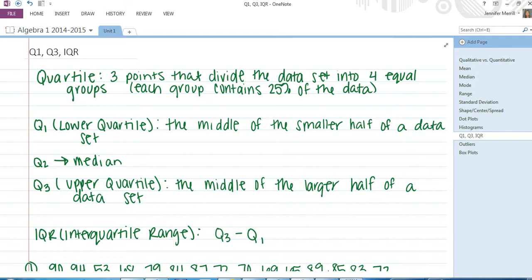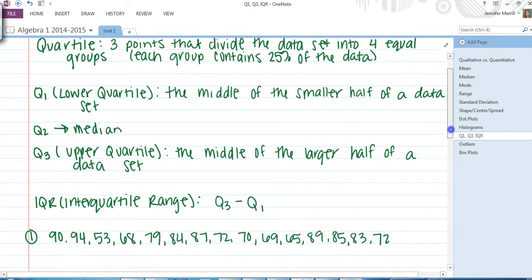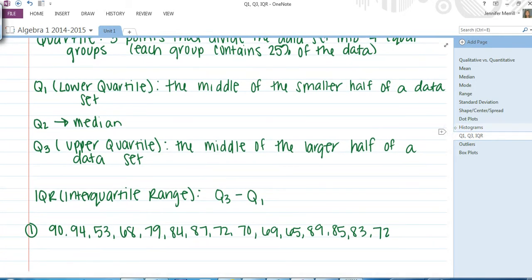The Q1, or the lower quartile, is the middle of the smaller half of a data set. Q2 is the median, which we will still refer to as median instead of Q2. Q3 is the upper quartile, which is the middle, or the median, of the larger half of a data set. I'm going to go ahead and write median for each of these.